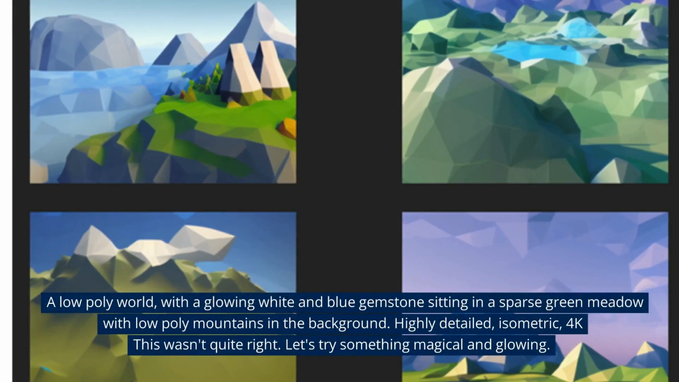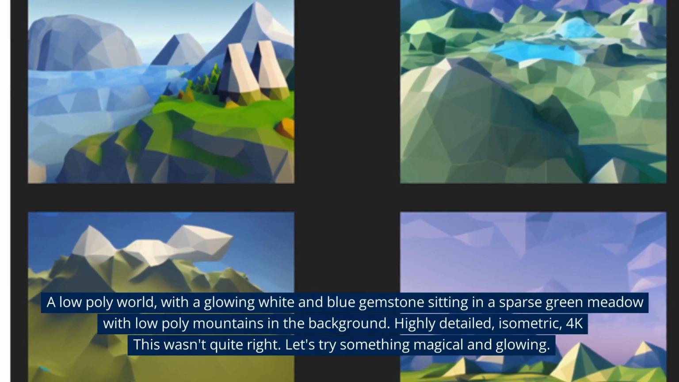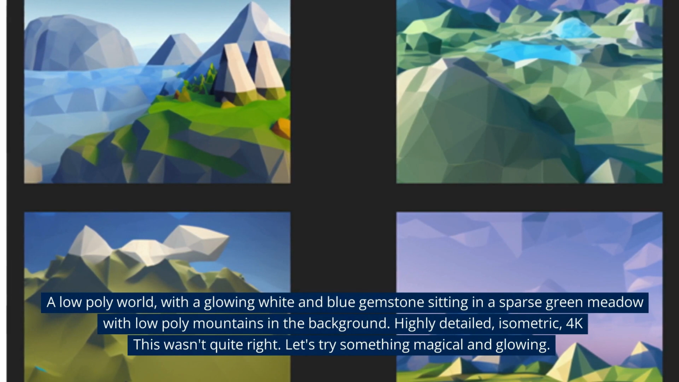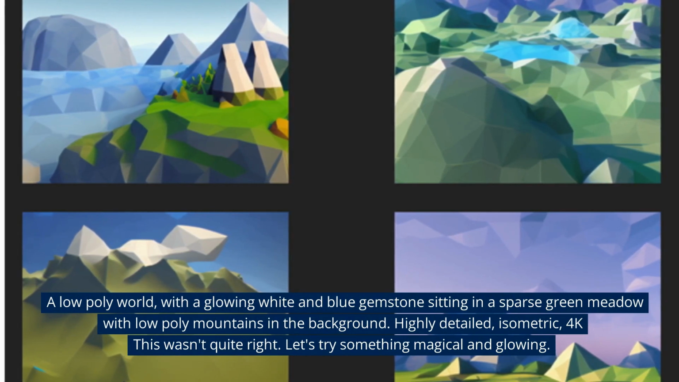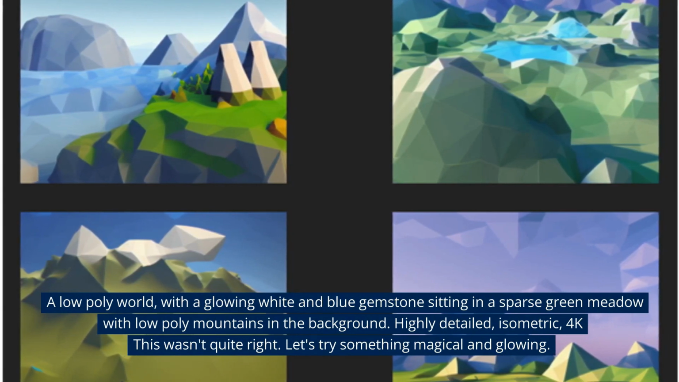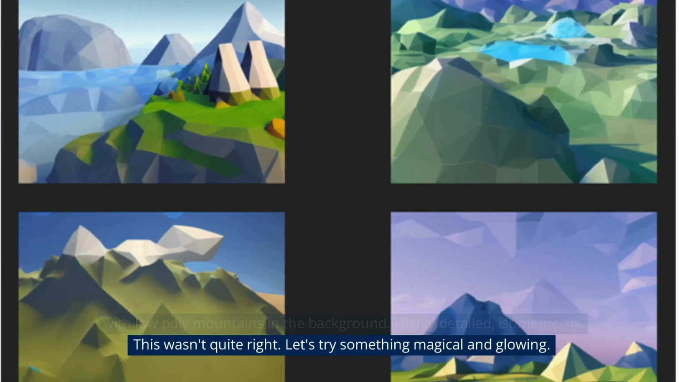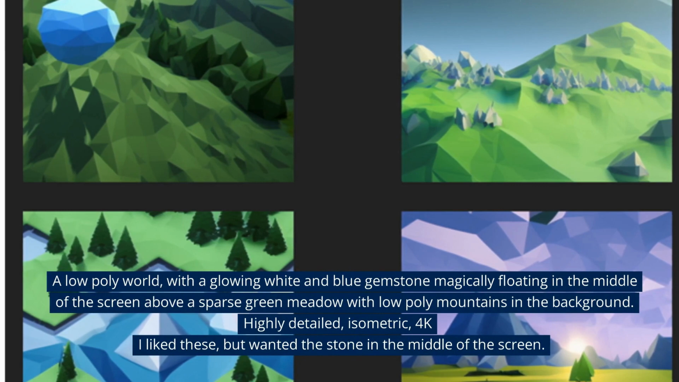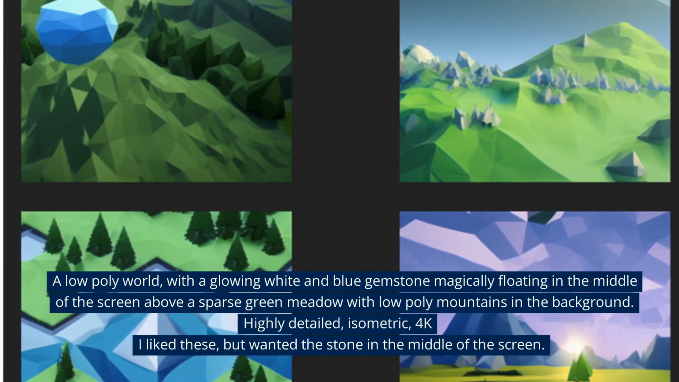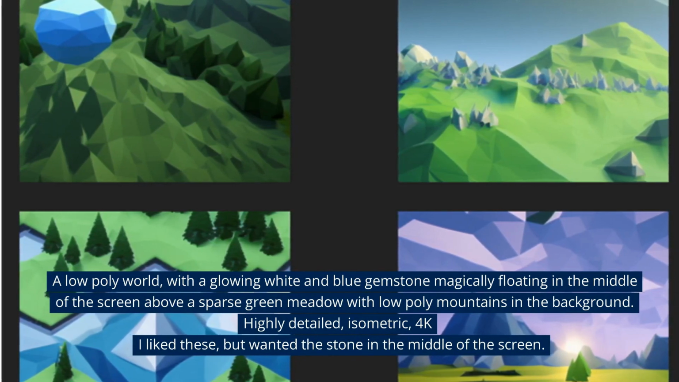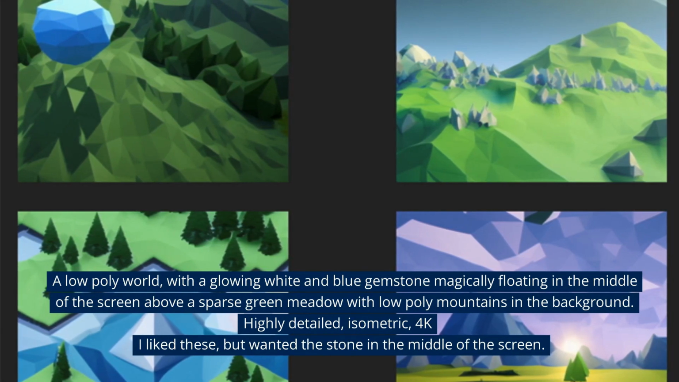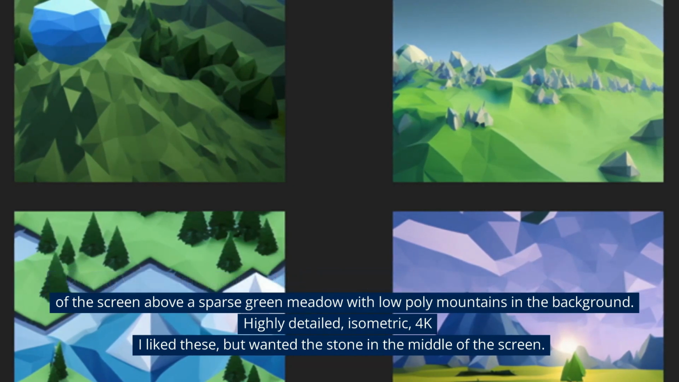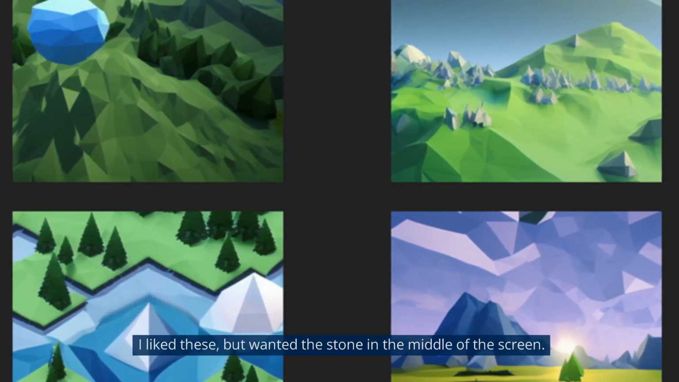"A low poly world, with a glowing white and blue gemstone sitting in a sparse green meadow with low poly mountains in the background. Highly detailed, isometric, 4K." This wasn't quite right. Let's try something magical and glowing. "A low poly world, with a glowing white and blue gemstone magically floating in the middle of the screen above a sparse green meadow with low poly mountains in the background. Highly detailed, isometric, 4K." I liked these, but wanted the stone in the middle of the screen.